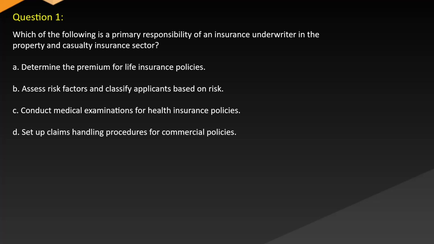Question 1. Which of the following is a primary responsibility of an insurance underwriter in the property and casualty insurance sector? A. Determine the premium for life insurance policies. B. Assess risk factors and classify applicants based on risk. C. Conduct medical examinations for health insurance policies. D. Set up claims handling procedures for commercial policies.